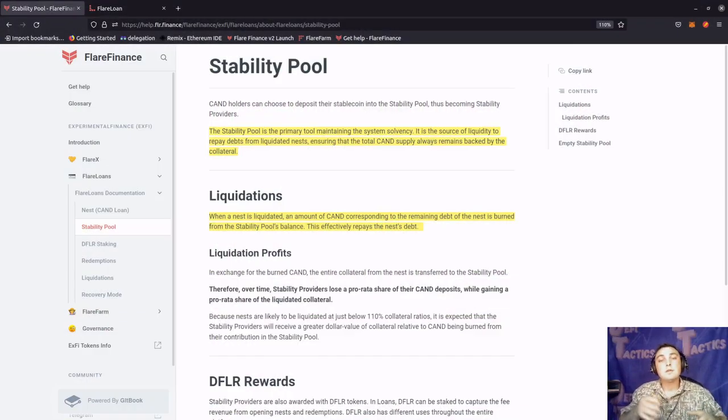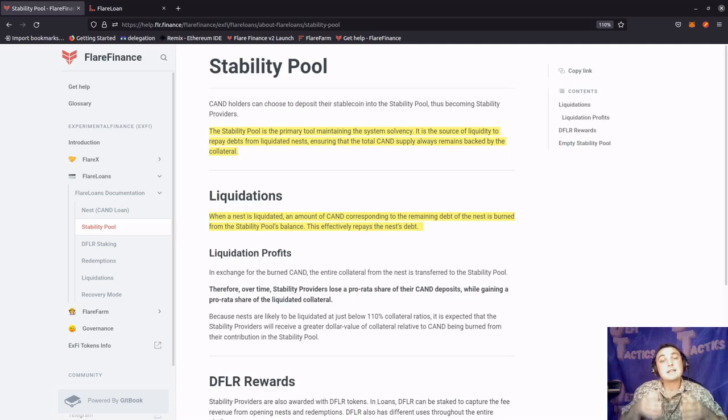In the stability pool, we can deposit Canary Dollar in order to receive DeFlare rewards and Songbird liquidation profits. I'm here on the help.flr.finance page, under the Flare Loans documentation tab on the left-hand side, and I've gone to the stability pool. It says as follows: CAND, or Canary Dollar, holders can choose to deposit their stablecoin into the stability pool, thus becoming stability providers. The stability pool is the primary tool maintaining the system's solvency. It is the source of liquidity to repay debts from liquidated nests, ensuring that the total Canary Dollar supply always remains backed by the collateral.